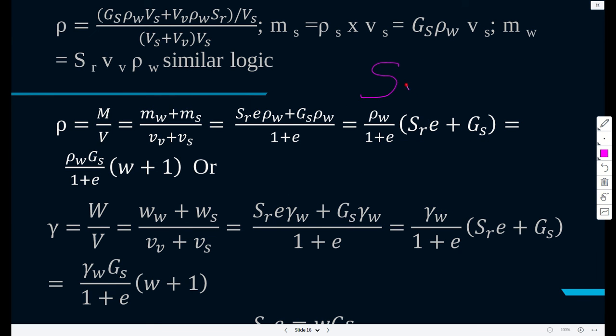For saturated soil, SR is 1. So just substitute here. It should not be difficult. And that is called gamma sat equals.